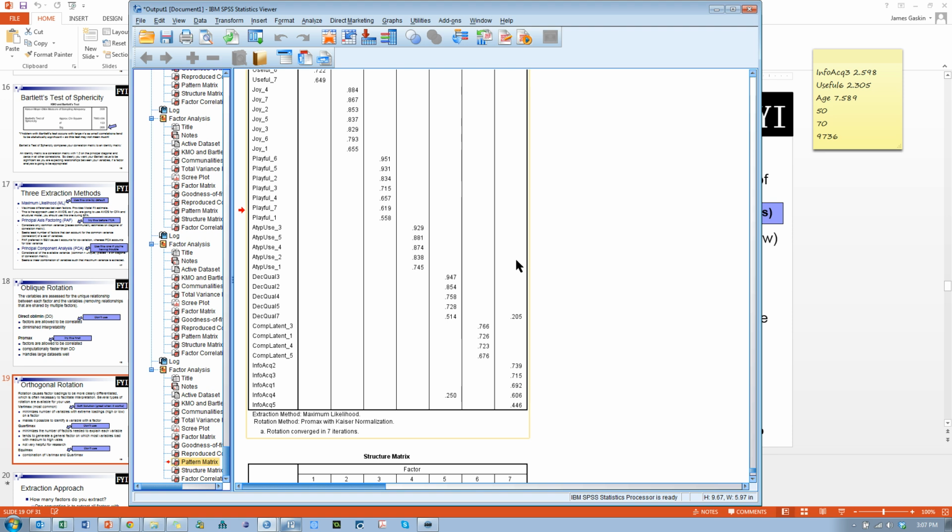If you have two groups of items on one factor, is that still cross-loading? Yes, that is major cross-loading, and what you'll want to do then is do what we did with information acquisition and decision quality: do just a factor analysis with those two constructs, and see how you can separate them.